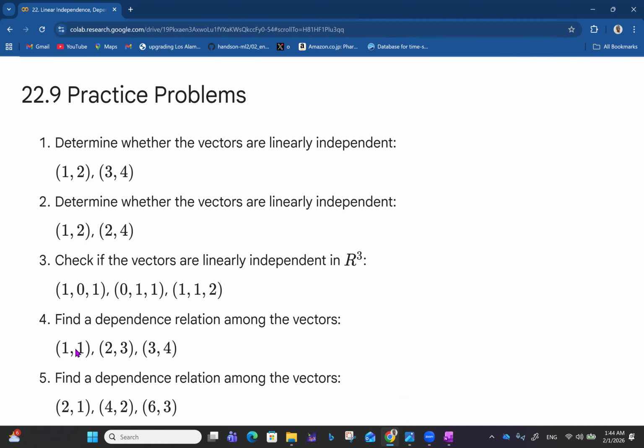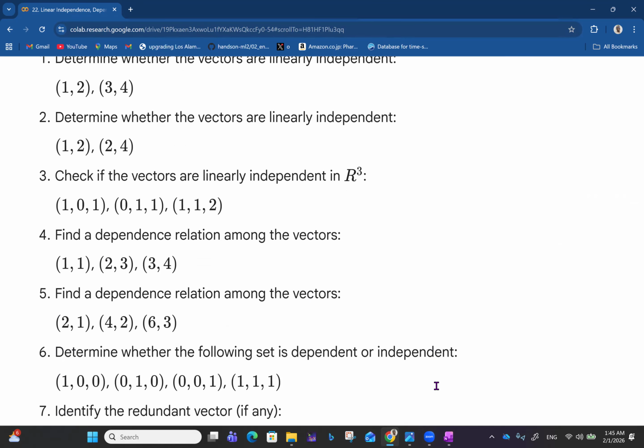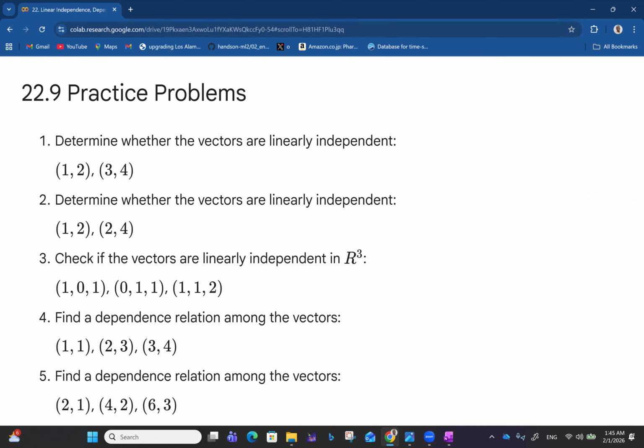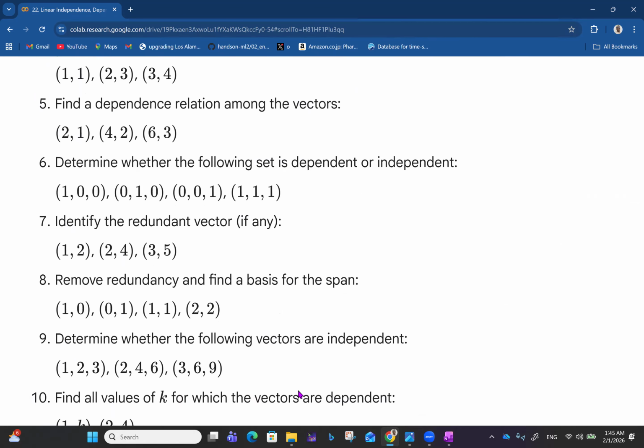You can do the same procedure like before, right? You have (1, 1), (2, 3), (3, 4), and then you do it to the list and write a relationship as much as possible. Find a dependence relation among these vectors, same story.